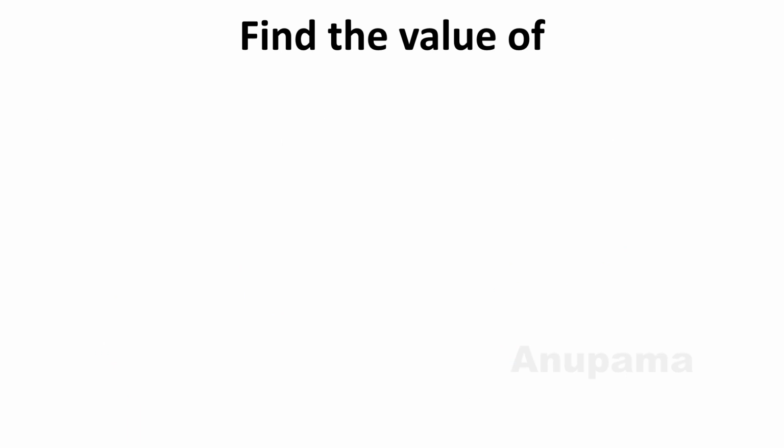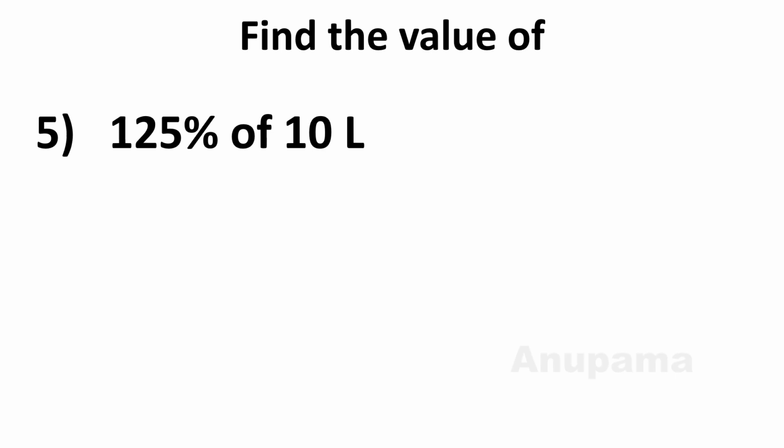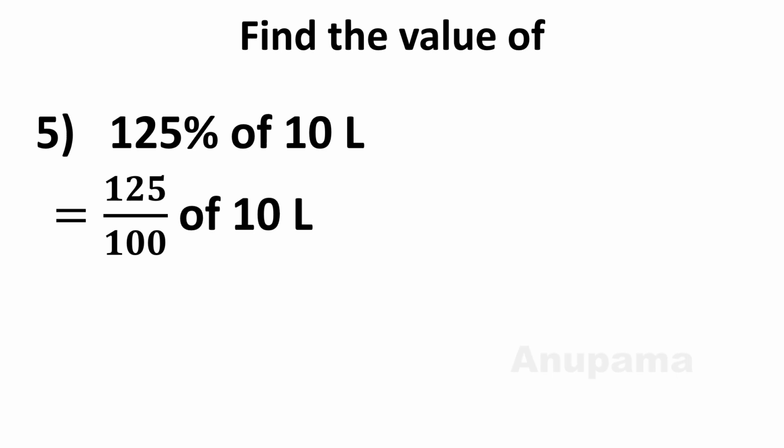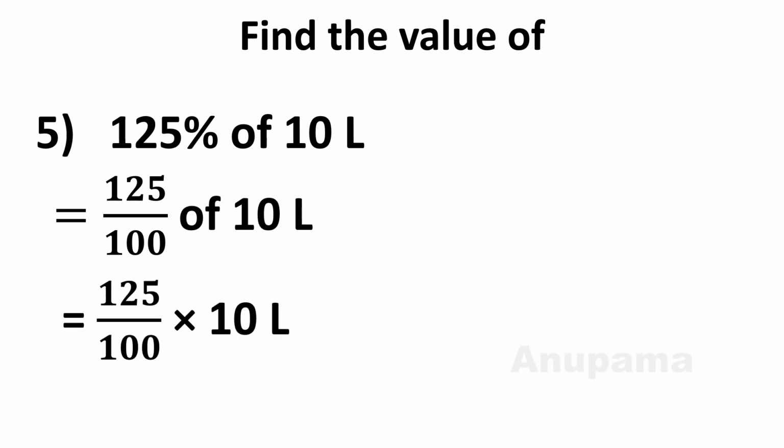Now let us do one more question to make this concept more clear. 125% of 10 liter. First step is remove the sign of percent and write denominator 100. That is 125 by 100 of 10 liter. Now instead of "of" we will put the sign of multiply. That is 125 by 100 multiply by 10 liter. Now it is very easy to solve. 0 and 0 will be cancelled. Now because here is 10 in the denominator, we can put one decimal here. So it will be 12.5 liter.